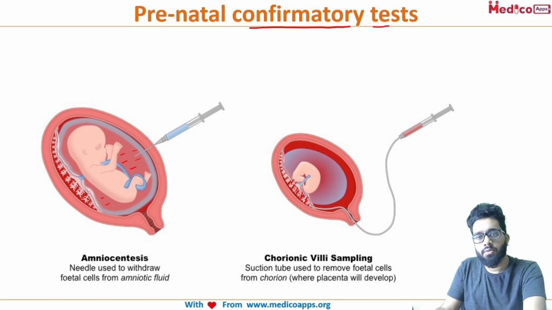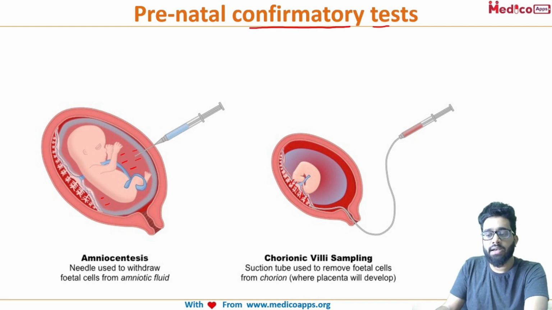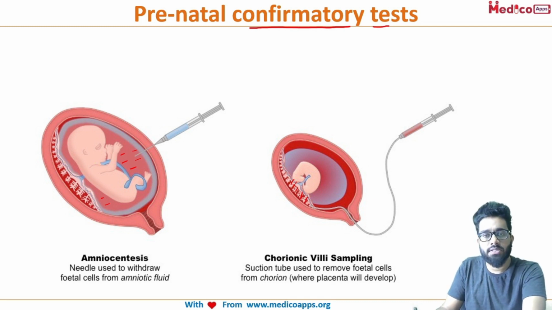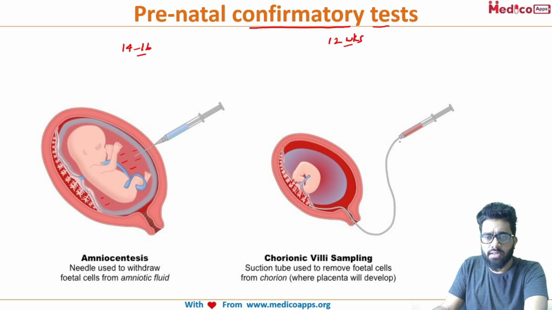Here also, to look at the genetic disease, we're directly taking tissue material from the fetus. So that is why this becomes your gold standard. First thing, it is very accurate. Second thing, you have to remember, amniocentesis is usually done at around 14 to 16 weeks. Chorionic villus sampling is done a little earlier, at 12 weeks. Here we insert a needle, and here we insert a catheter through the transcervical route.